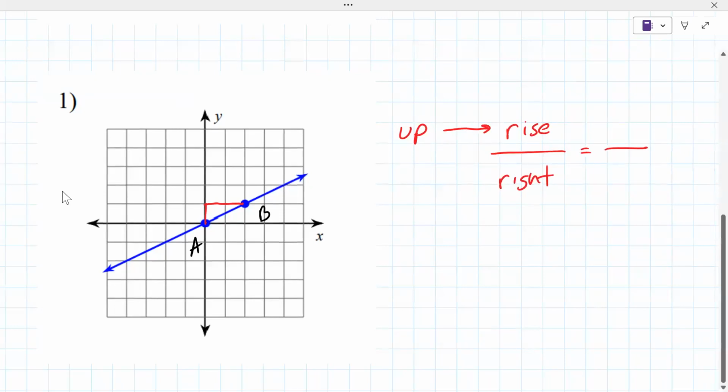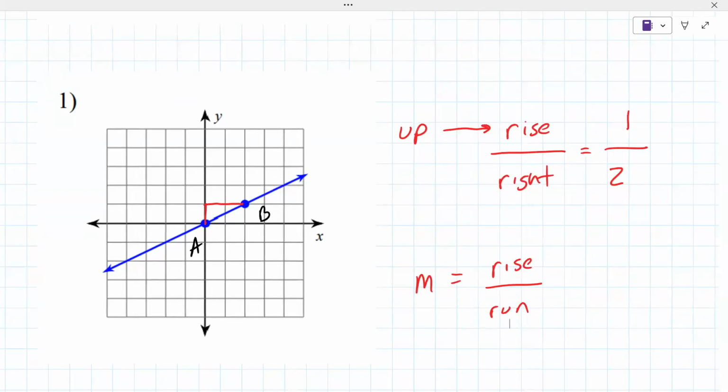So how much up am I going? One. And how much to the right am I going to be? Two. This is your slope. So your slope is defined as rise divided by run. Okay. And this is just a pure definition. Okay, so let's look at a new problem.